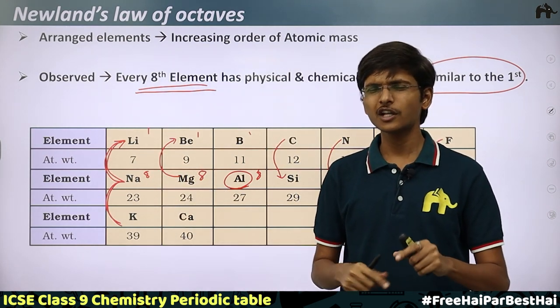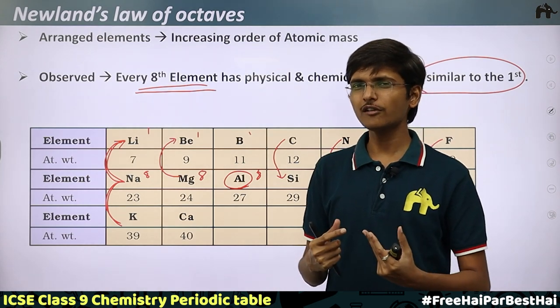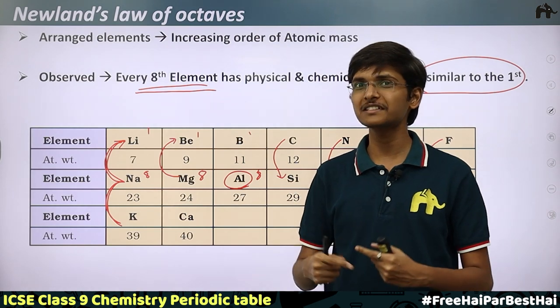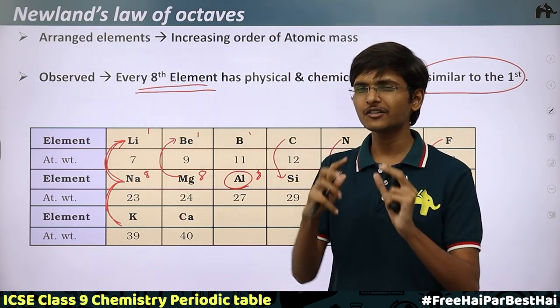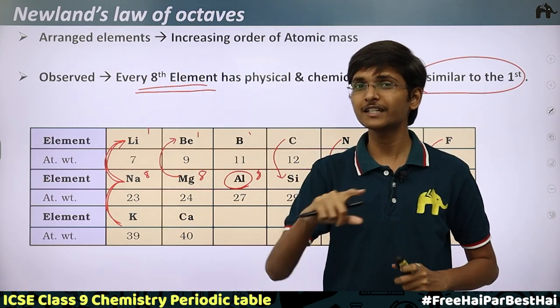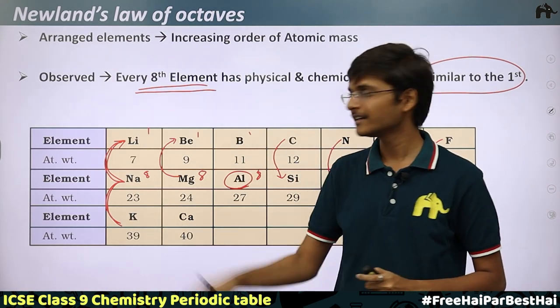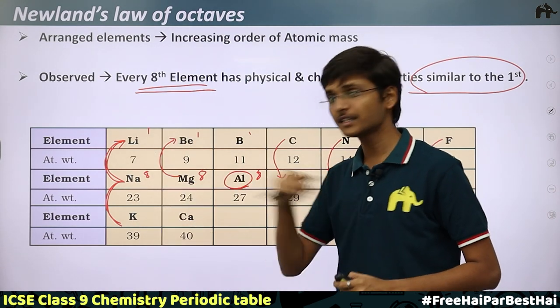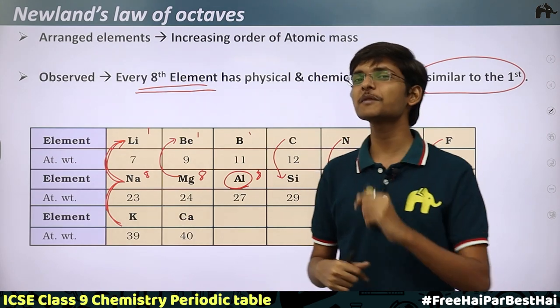Correct? Now, can you just recall where we have heard that lithium, sodium, potassium have similar properties? You were right. Try to put a little strain on your brain. Just a few minutes ago, we saw that Dobereiner's triad also had lithium, sodium and potassium. And Dobereiner also said that these are a group of three elements which have similar physical and chemical properties.